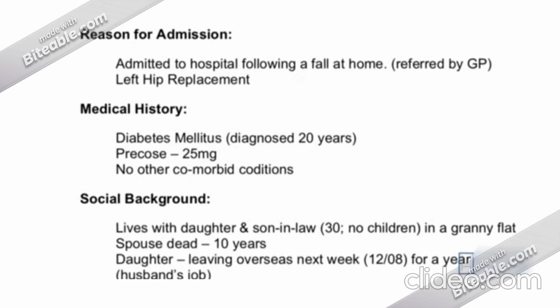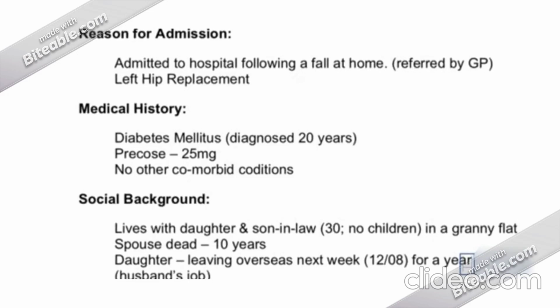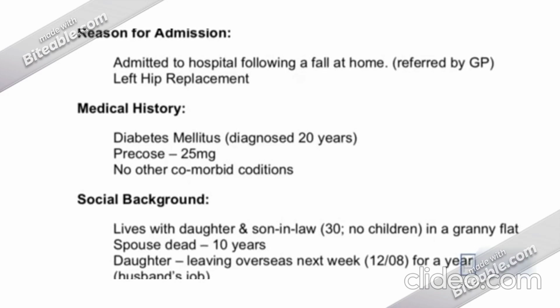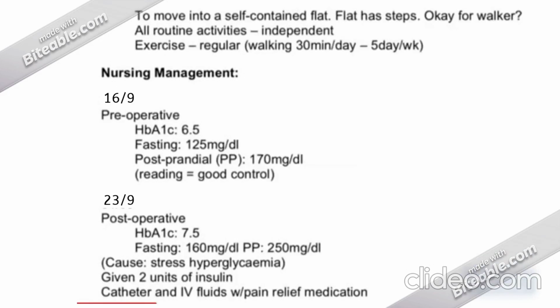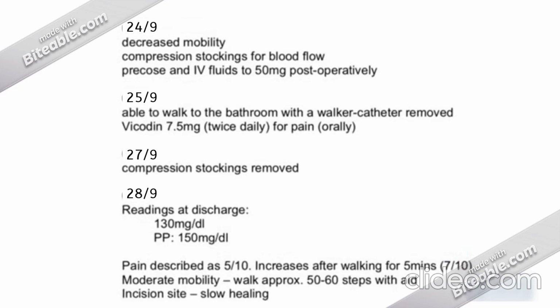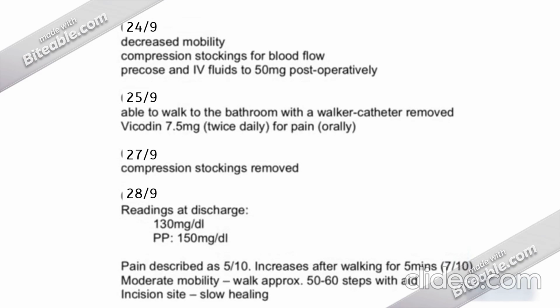Her social background: she lives with her daughter and son-in-law, 30, no children, in a granny flat. Spouse died 10 years ago. The daughter is moving overseas next week for a year because of her husband's job. Because of that, she will be moving to a self-contained flat. This flat has steps. Whether it is okay for the walker or not is the confusion. All routine activities are independent. Exercise regular, walking 30 minutes per day, 5 days per week.